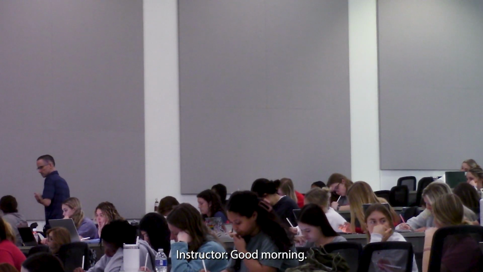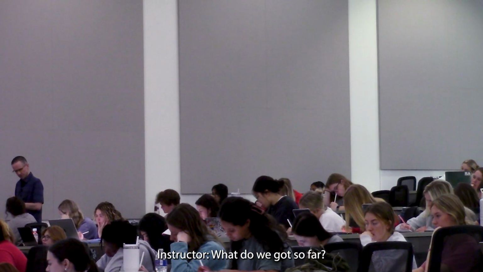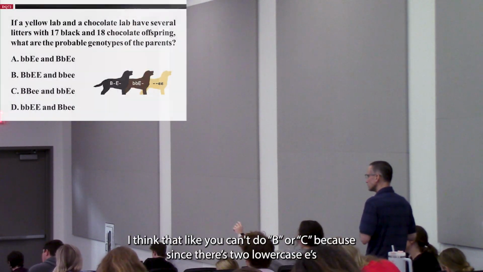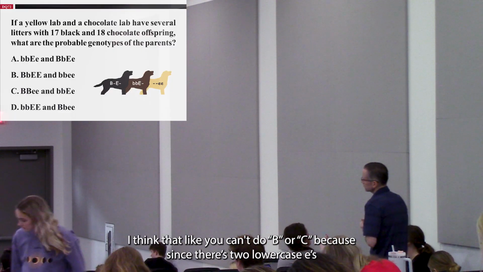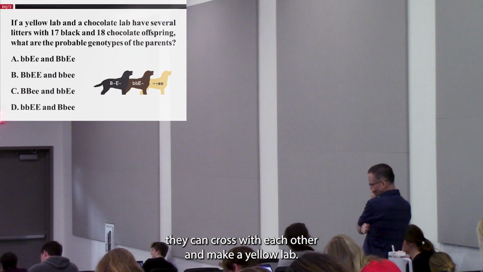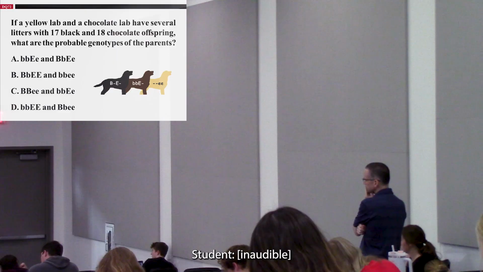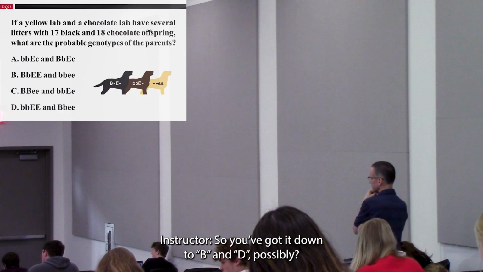Good morning. How are we doing? Good. What we got so far? I kind of figured out, I think, that you can't do A or C because since there's two lowercase e's, they can cross with each other and make a yellow lab. Okay. So you got it down to B and D, possibly? Okay.